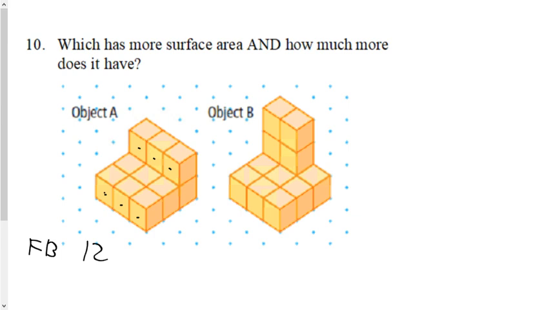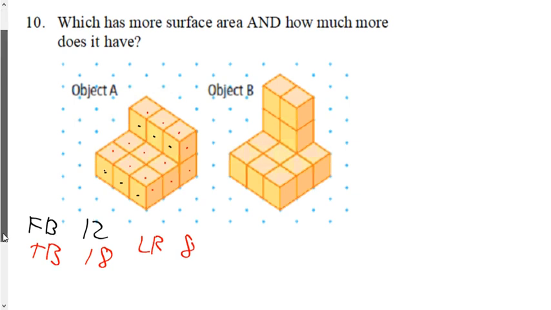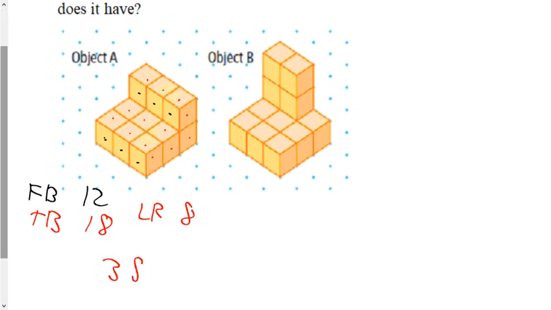Now I'll take a different color. Top. 1, 2, 3, 4, 5, 6, 7, 8, 9. Is there any one that has 9? The bottom. So the top and bottom is 18. And then 1, 2, 3, 4. Is there anyone that has the other 4? So that's 8 for the left and right. Add those together. You get 38.